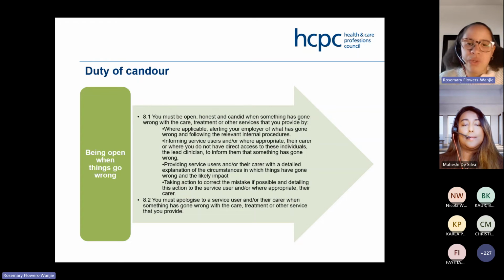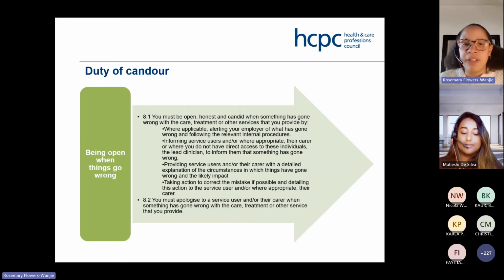And we have also removed apologising from standard 8.1, and we've set that out as a separate standard, and that's standard 8.2. This new standard 8.2 highlights the centrality of apologising when things go wrong and recognises that apologising is a professional duty. And this better aligns with our guidance as well.